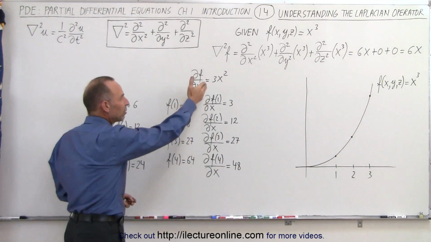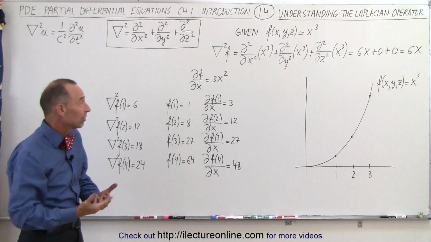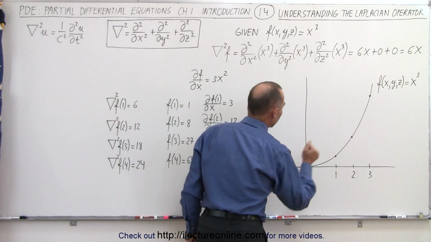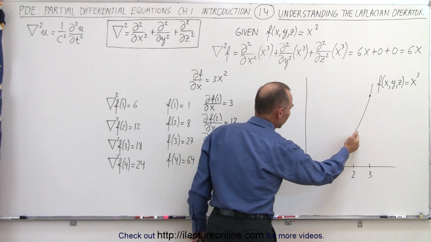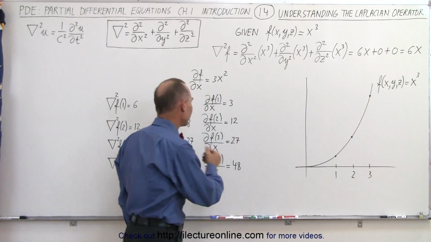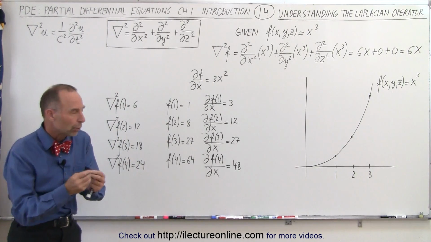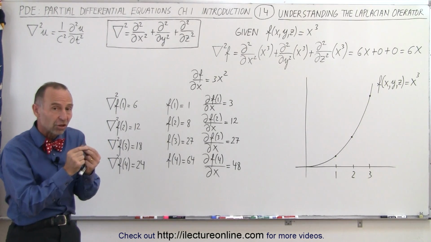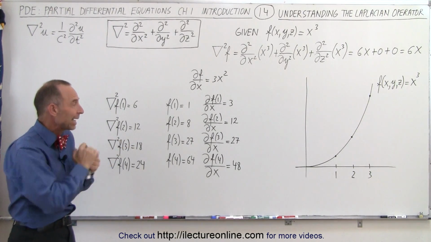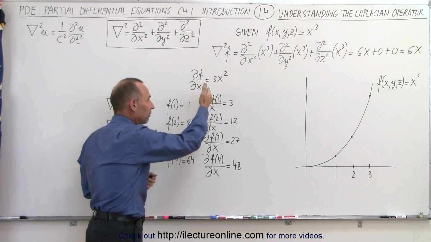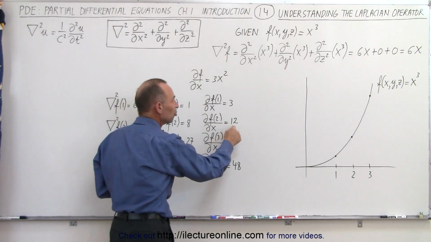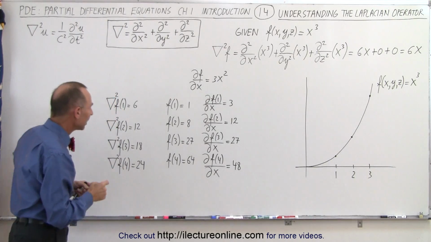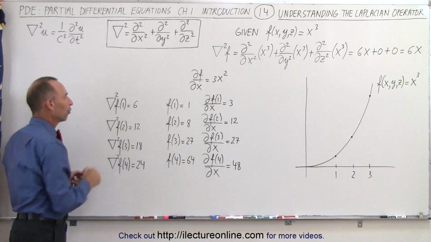So what does that mean when we take the first derivative? Well, that means it's the slope. So we get a slope equal to 3 here, a slope equal to 12 here, a slope equal to 27 here, and a slope equal to 48 there. In other words, when we take the first derivative with respect to x, we see how much the function changes when we make a change in the x direction. That's why we do the partial derivative with respect to x. So we see how much the value of the function changes when we make a change in the x direction.